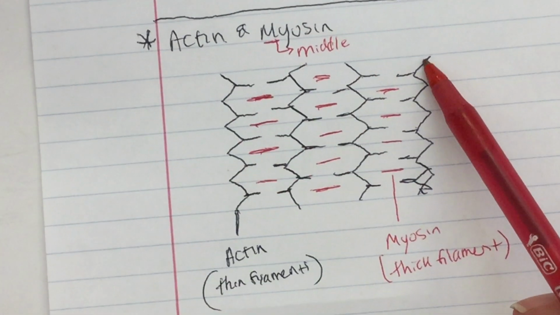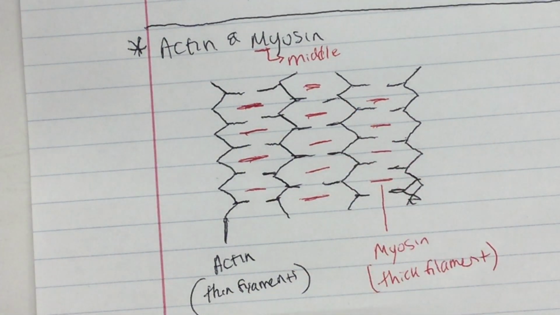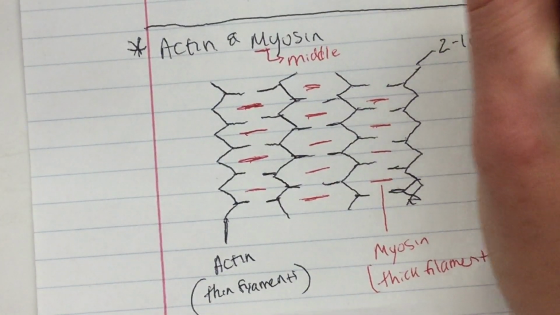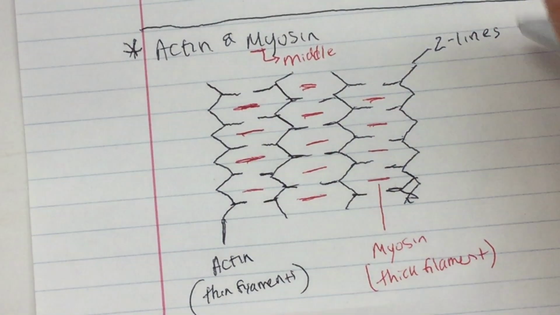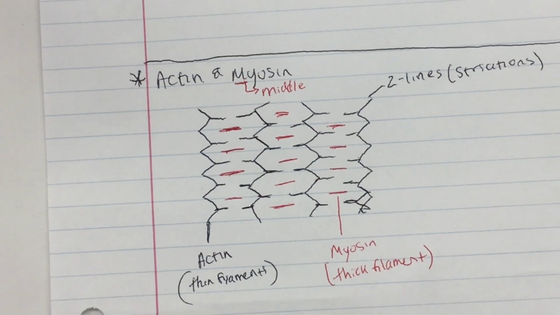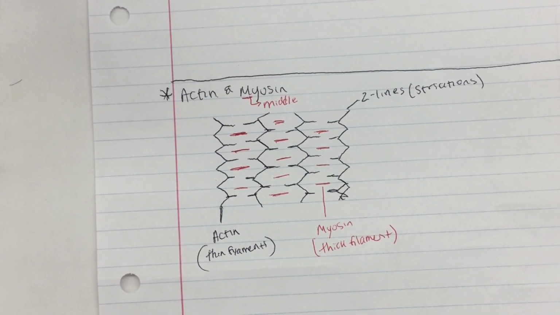What letter in the alphabet do these squiggly lines look like? A Z, yeah, so they're actually called the Z lines. And the Z lines are what form the striations that we see when we look at a skeletal muscle cell. So once you have that last piece, you're good. And we'll finish these ones up tomorrow.